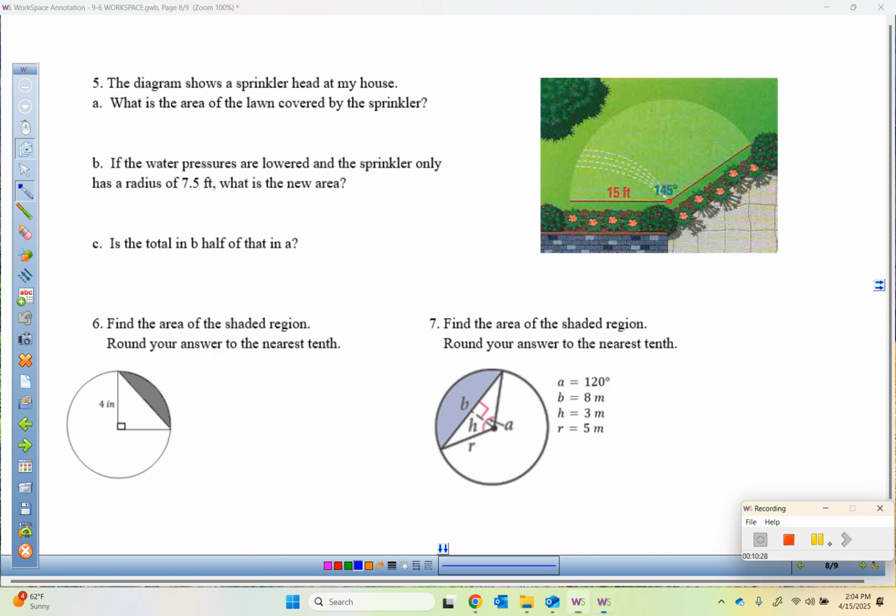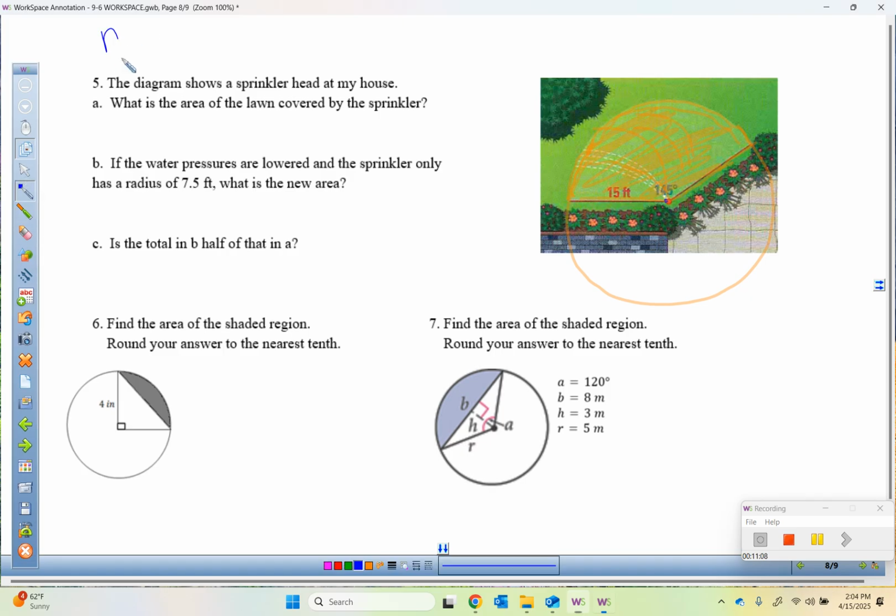Okay, number 5. Looking at a diagram, it's a sprinkler, and it has a sprinkler head, it's spraying water. What is the area of the lawn covered by the sprinkler? Okay, so if we notice, we have a sector here, and it's spraying our lawn. Like if it were to spray water and it's going to keep going around, okay, right? And if we continue the circle all the way around, you can tell it would be a circle. So this is technically the sector of the circle. Does that make sense? We're finding the area of this part?